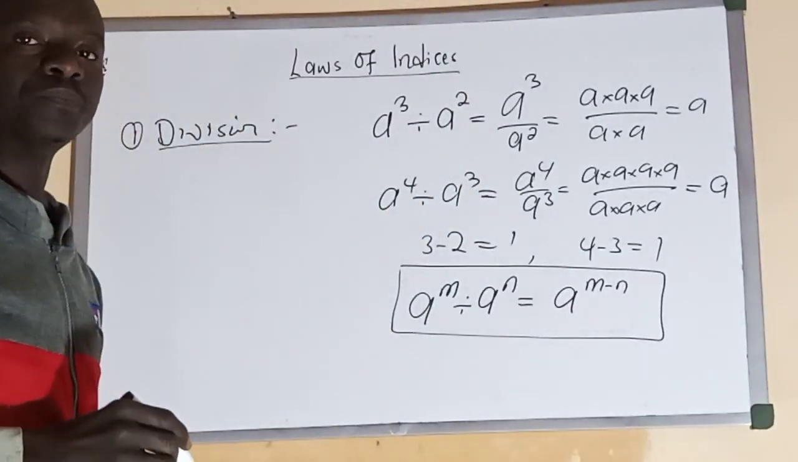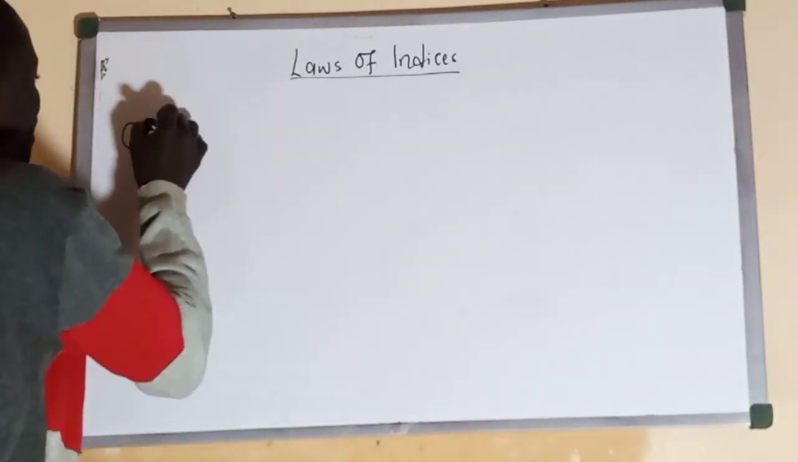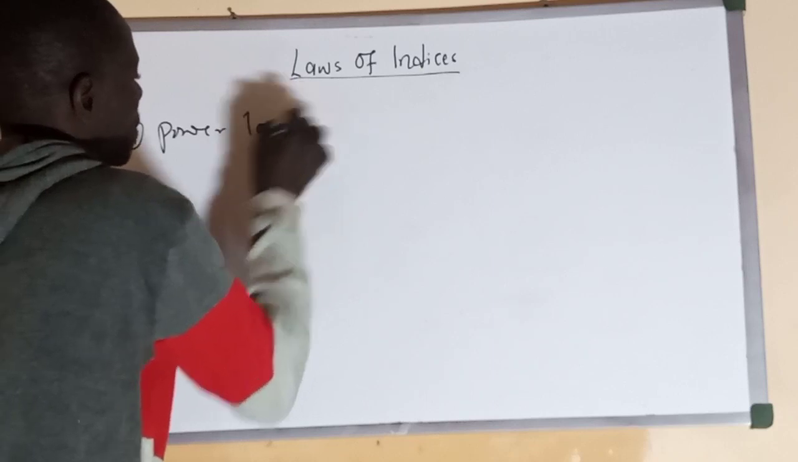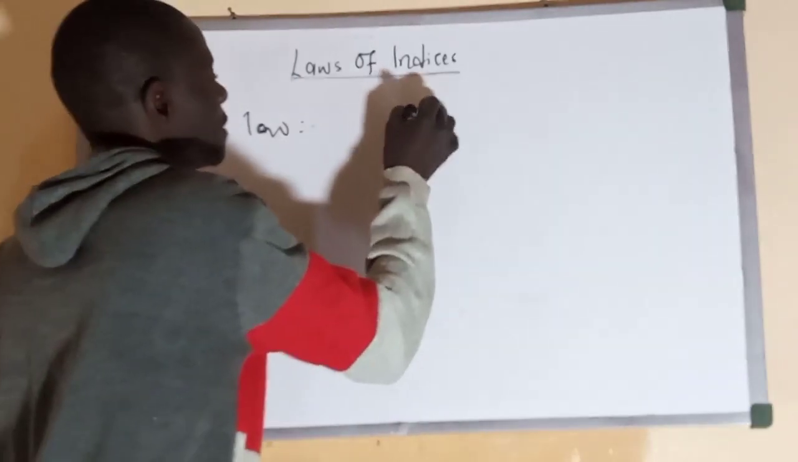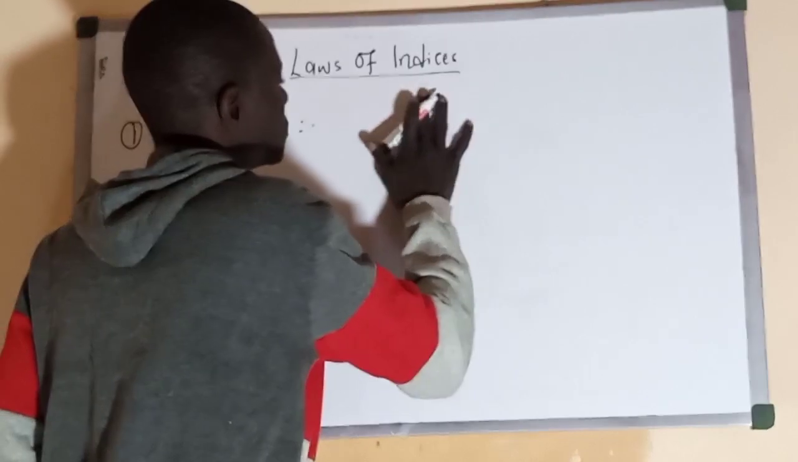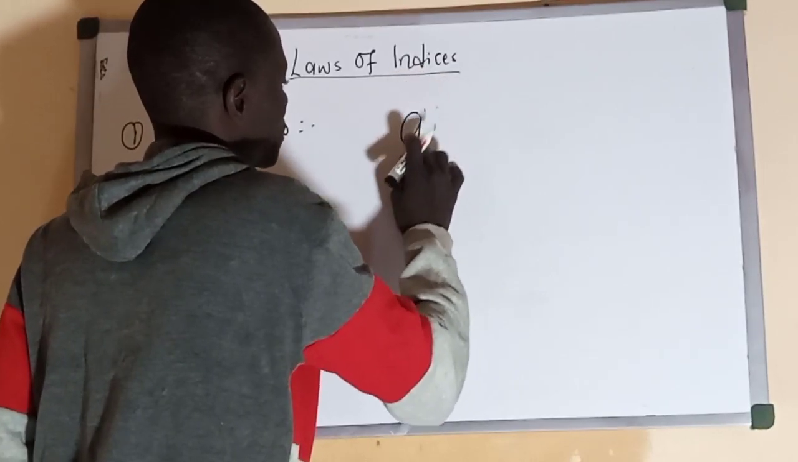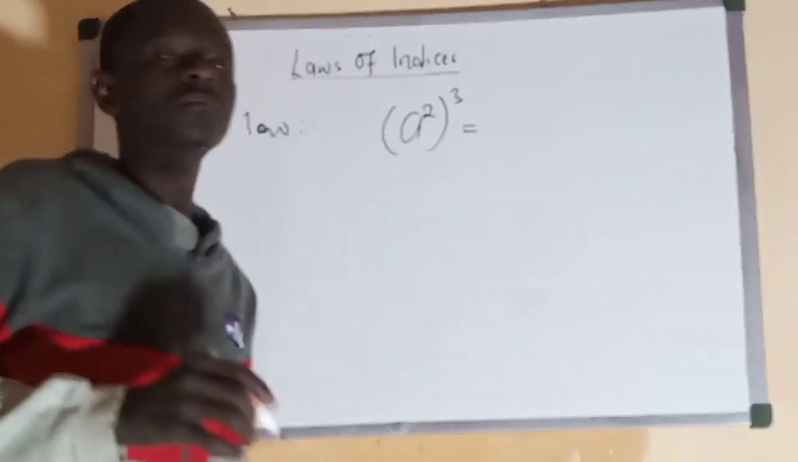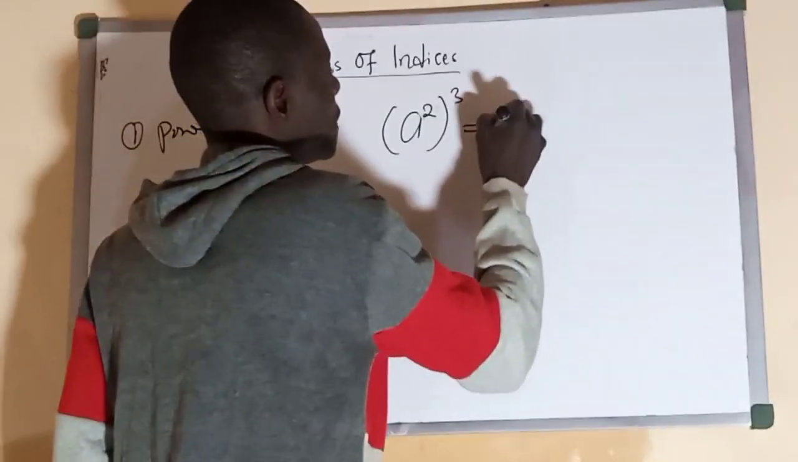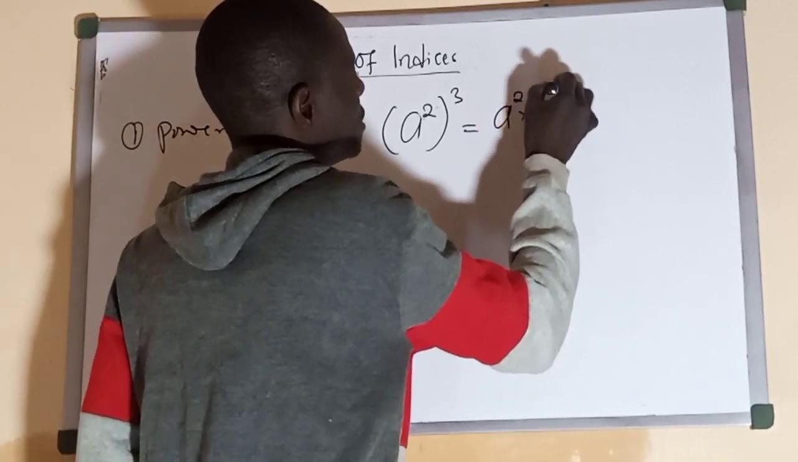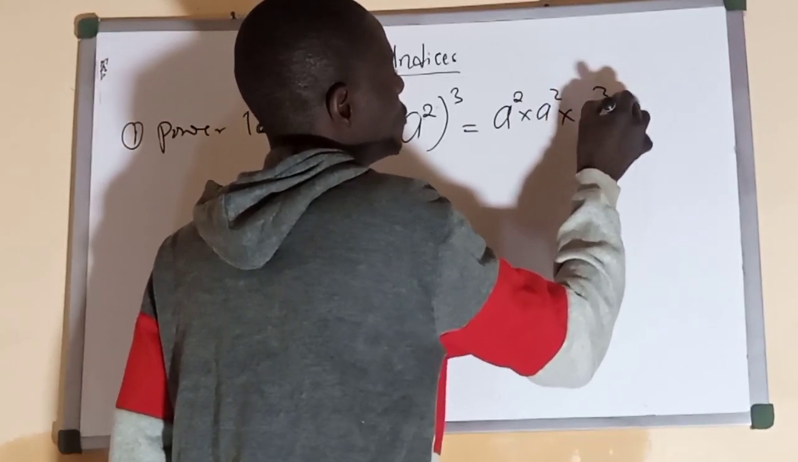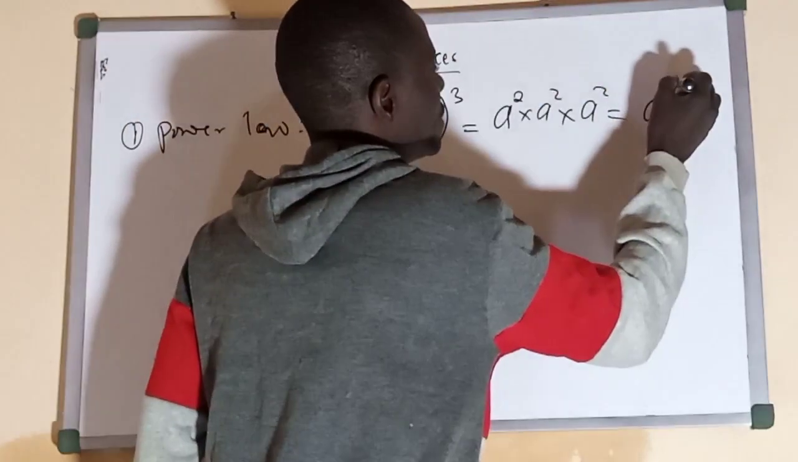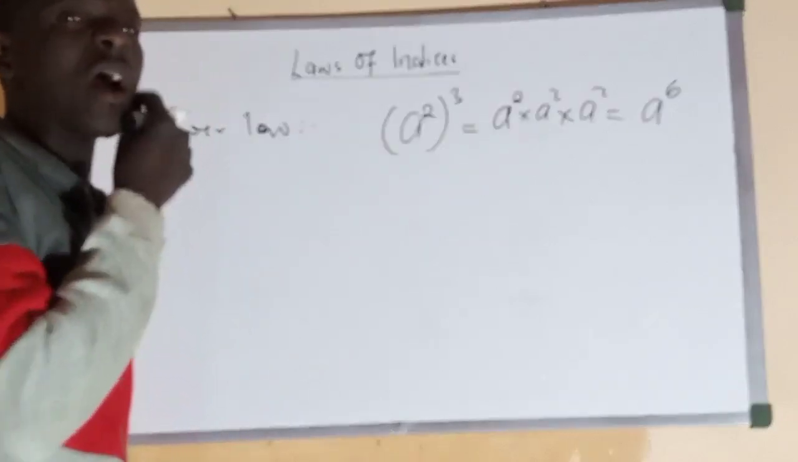The power law says, let's assume we have a power 2, all raised to the power of 3. This is the same as a square times a square times a square, which is equal to a raised to the power of 6. I hope we are following.